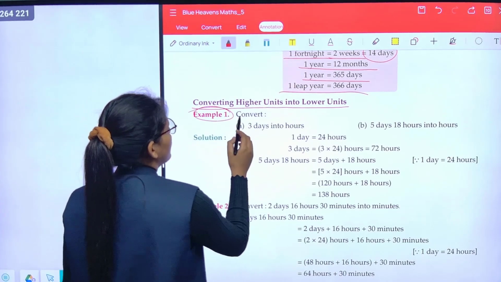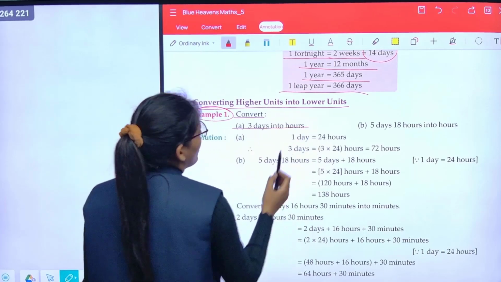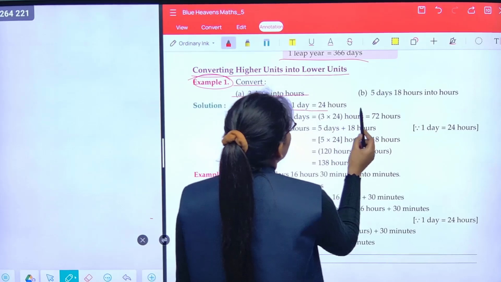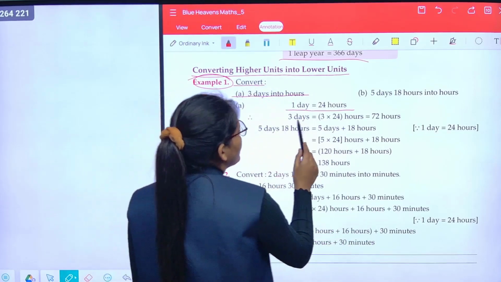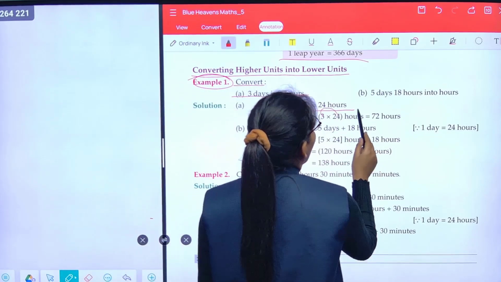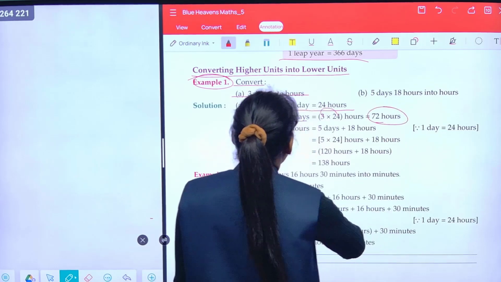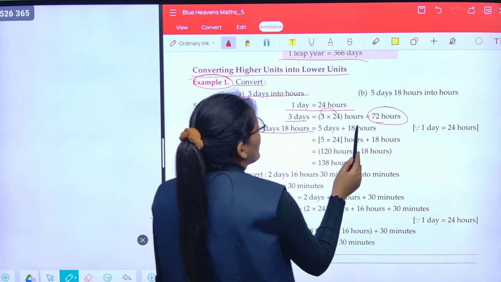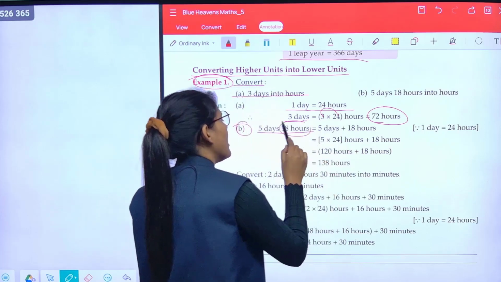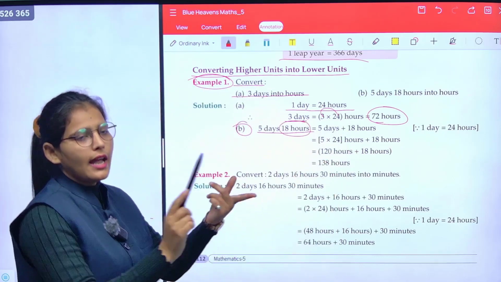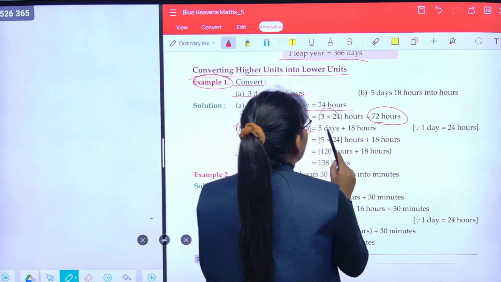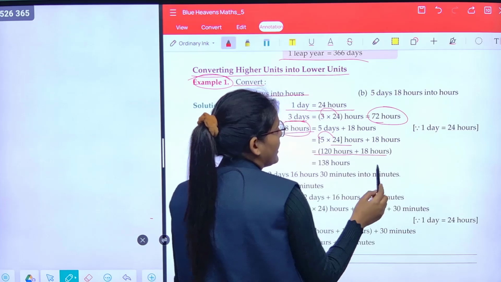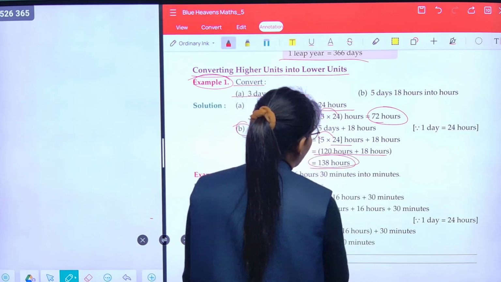Example number 1, convert 3 days into hours. Class, we know that 1 day is equal to 24 hours, so 3 days is equal to 3 multiplied by 24 hours, which is 72 hours. Now B part, 5 days 18 hours. तो क्लास अब हमारे पास आवर्स तो हैं ही, हम डेज को चेंज करेंगे और आवर्स को उसमें ऐड कर देंगे. Now 5 multiplied by 24 hours is 120 hours plus 18 hours, 138 hours.